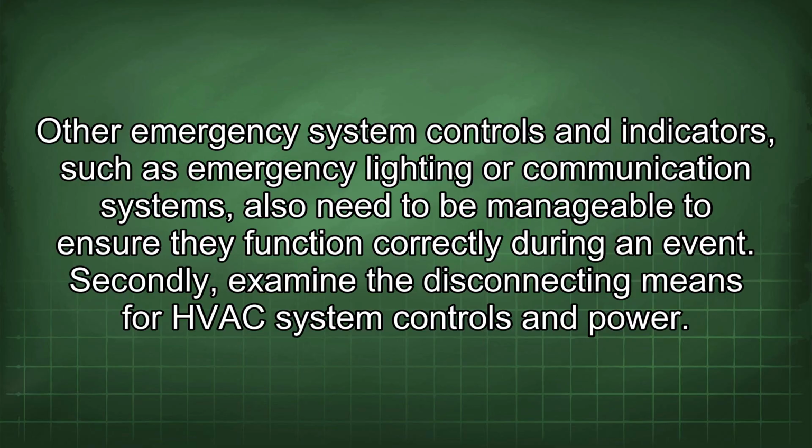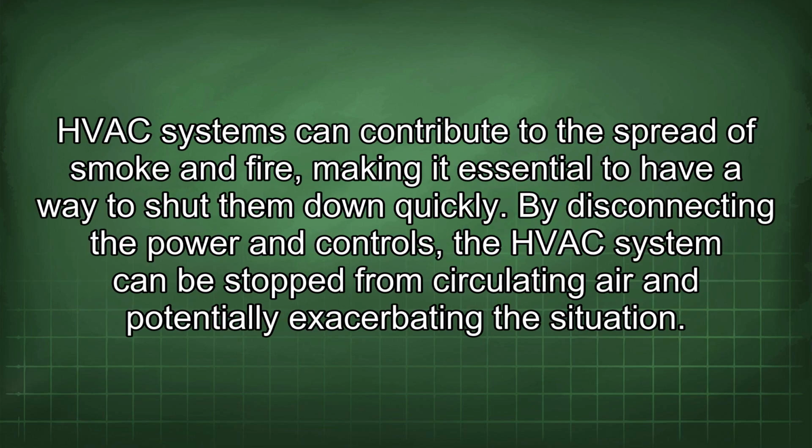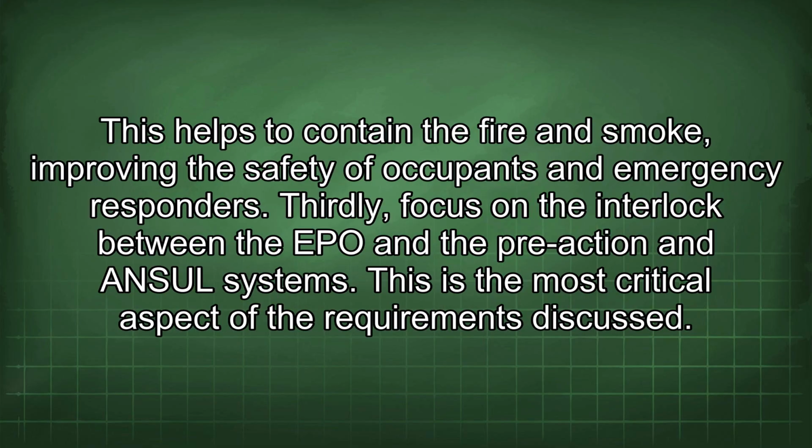Secondly, examine the disconnecting means for HVAC system controls and power. HVAC systems can contribute to the spread of smoke and fire, making it essential to have a way to shut them down quickly. By disconnecting the power and controls, the HVAC system can be stopped from circulating air and potentially exacerbating the situation. This helps to contain the fire and smoke, improving the safety of occupants and emergency responders.